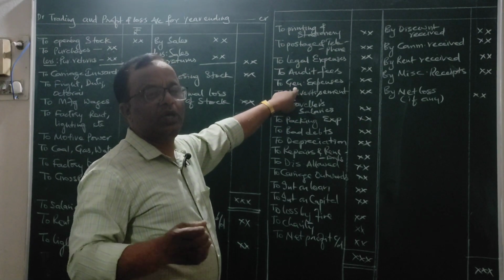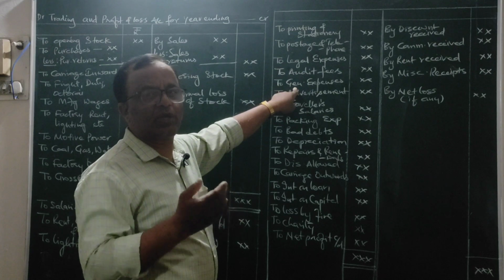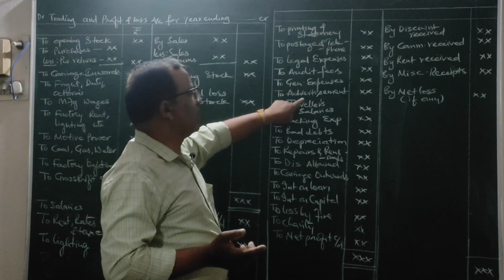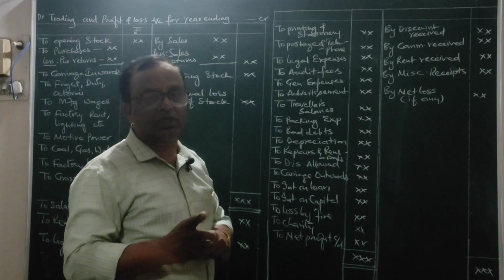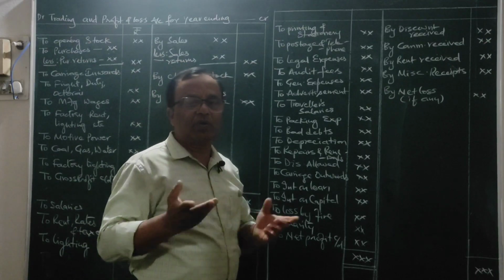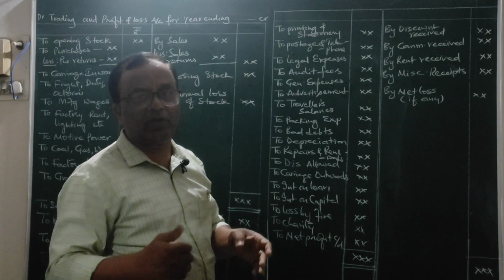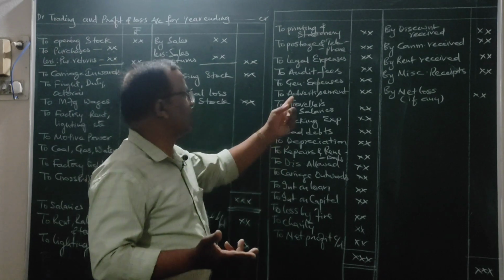General expenses means other expenses, whatever petty expenses are incurred in the business to run it. All those come under general expenses. Then advertisement expenses, expenses incurred for advertisement. You are aware about advertisement. When a businessman gives an advertisement, he will be incurring expenses. Those are all indirect expenses.